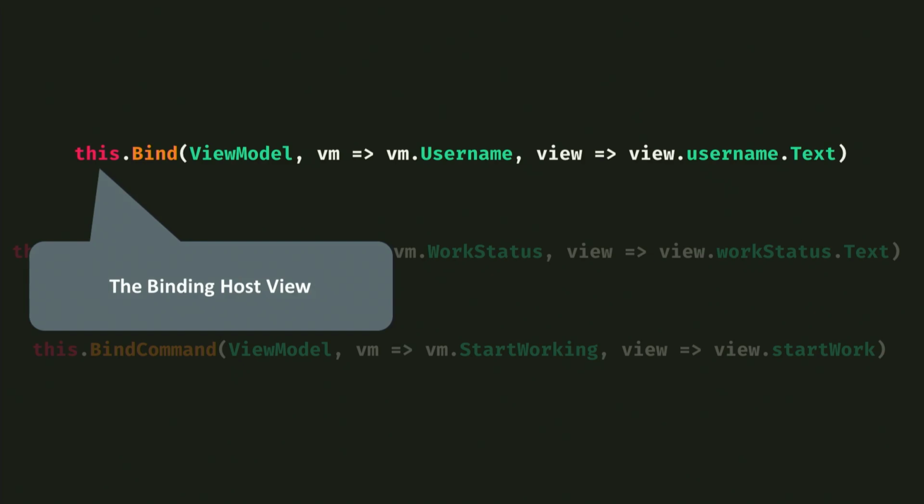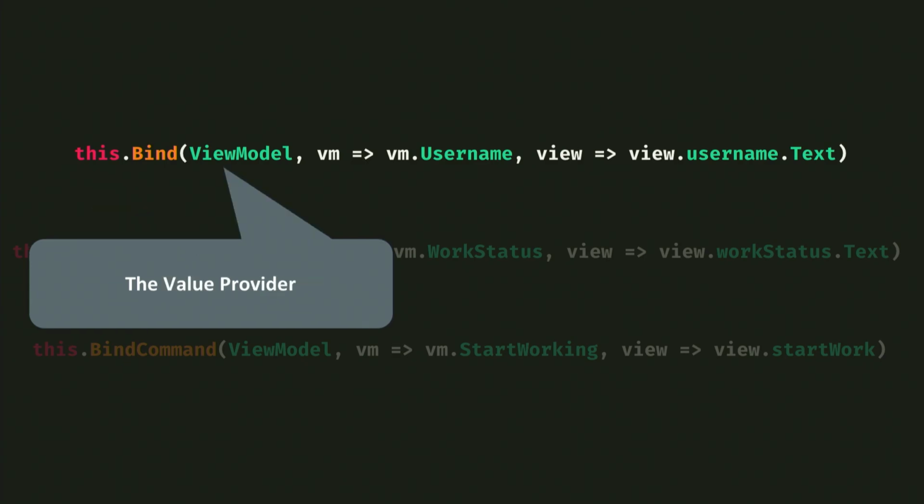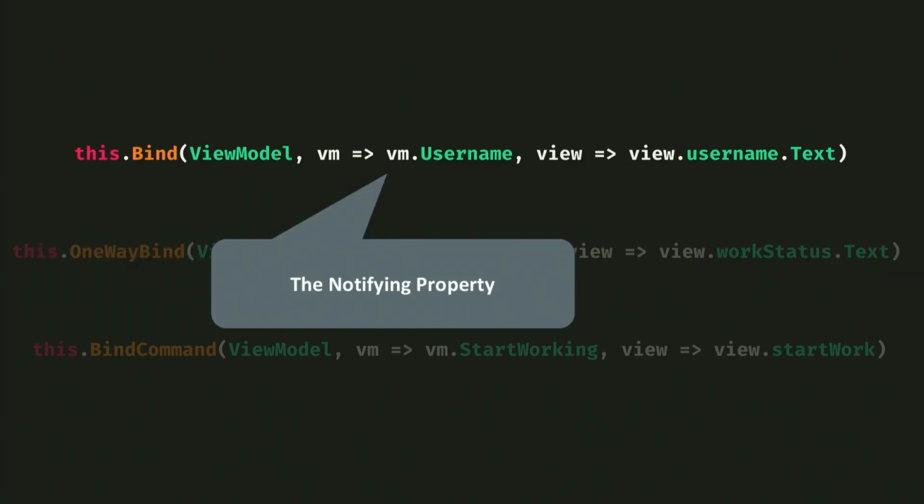And so I would say this, this being my view that's going to host my bindings. The first parameter that I would send into the bindings would be something like our view model. So here's going to be our notifier. Here's the thing that we want to bind up to. So in this case, I want to bind my view, this being my view, to my view model. This is the one that's going to provide the value.